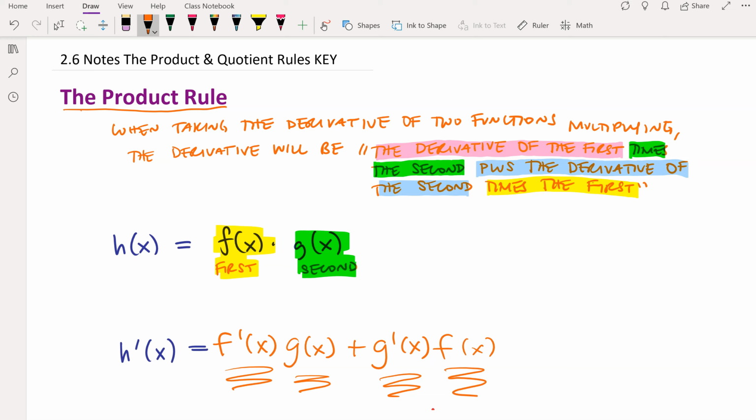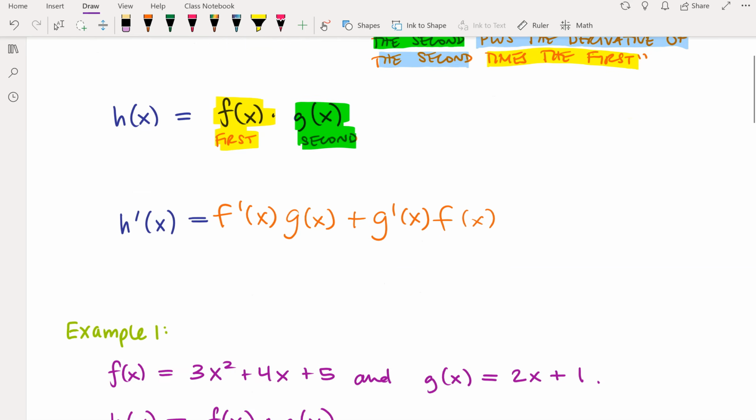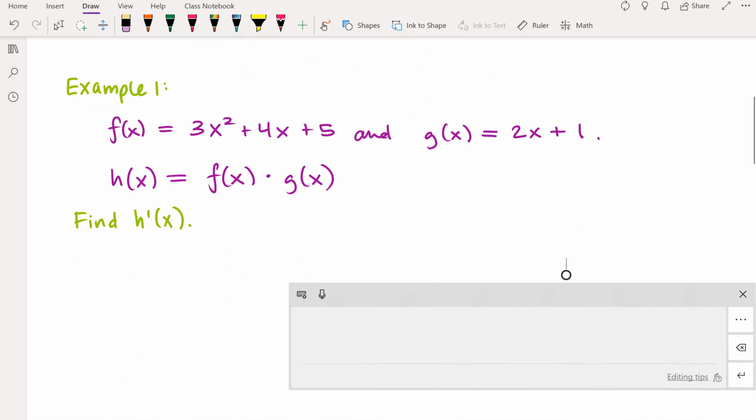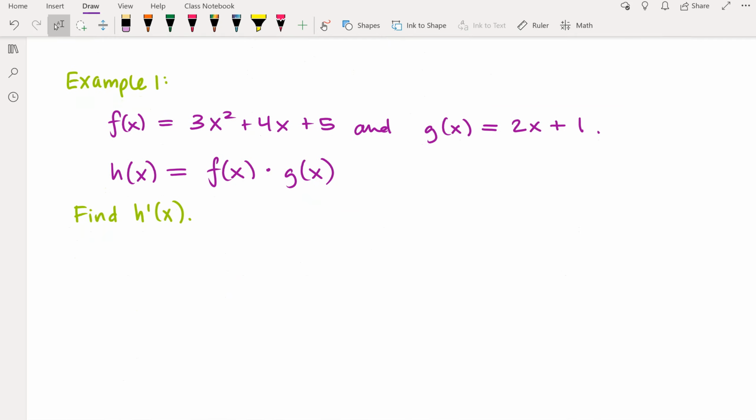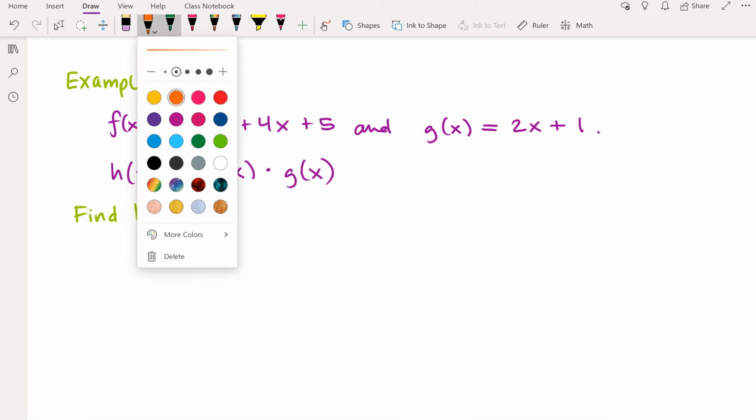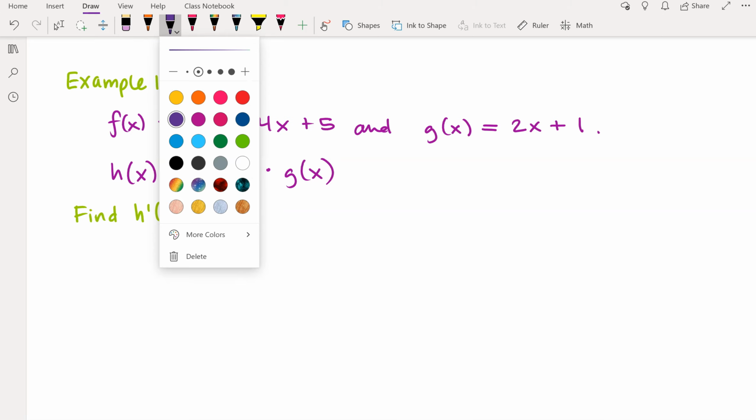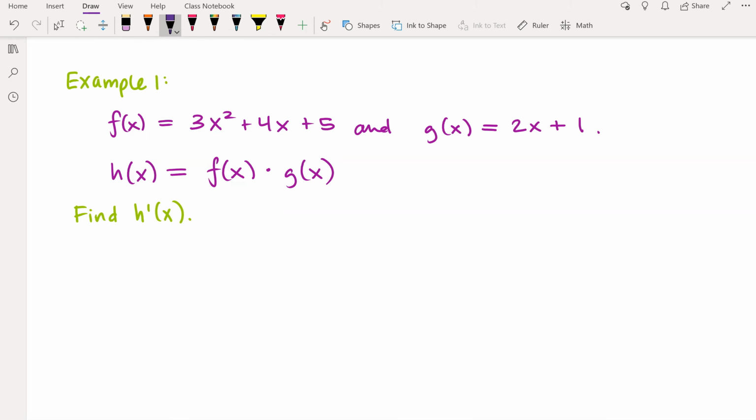Okay, cool. Let's continue and use this rule to actually take some derivatives. So here we go. Example 1. Write this example down in your notebook. We are going to find the derivative of two functions multiplying on each other. We have f of x equals 3x squared plus 4x plus 5, g of x equals 2x plus 1, h of x equals f of x times g of x.